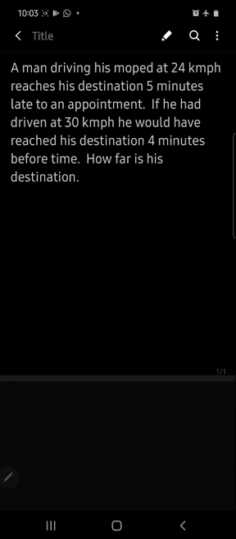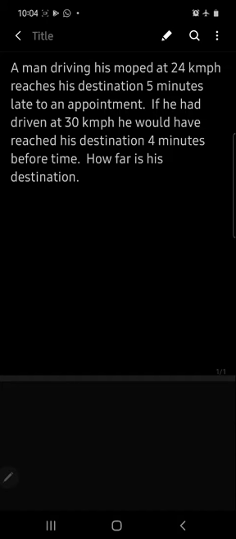I'll take one more problem here. You see, a man driving his moped at 24 kilometers per hour reaches his destination 5 minutes late to an appointment, and if he had driven at 30 kilometers per hour, he would have reached his destination 4 minutes before time. So how far is the destination? How far? That means again in this problem we are going to find the distance, how much distance he traveled.